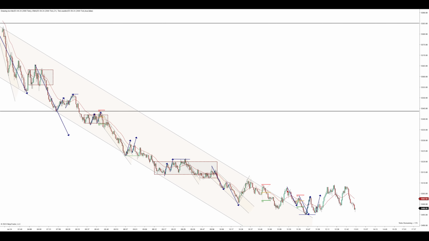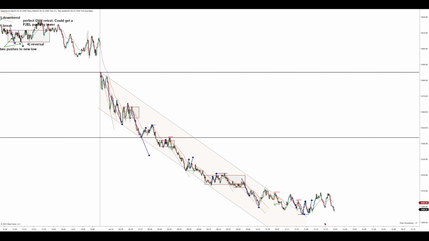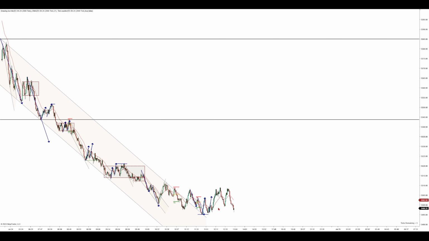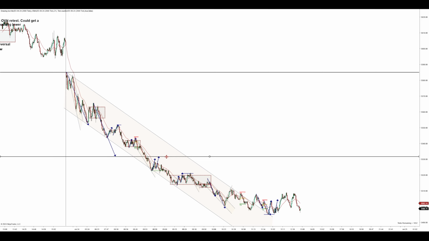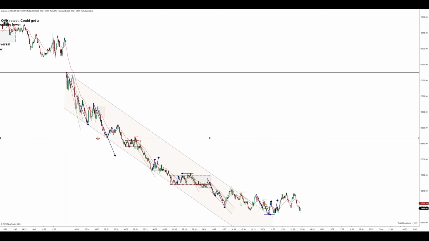Now, I just want to mention that this break to new low, the downtrend break and the two pushes to a new low is pretty small picture. And so what it looks like it's doing right now is this is the bigger picture break. So this reversal attempt that I just mentioned, that spike up, the reversal attempt is the bigger picture break, and price is pushing down to a new low from here.